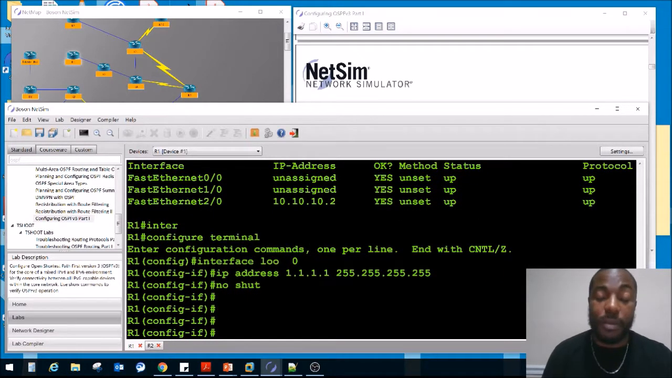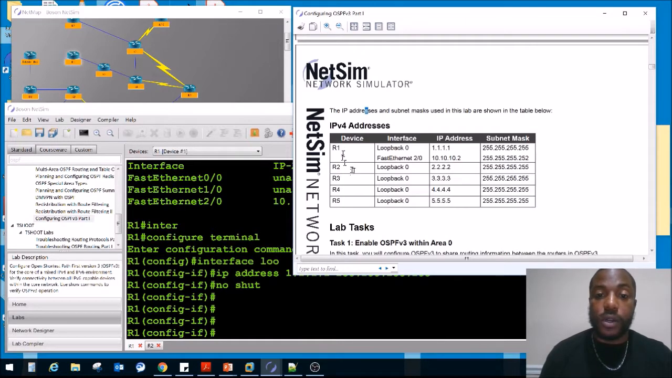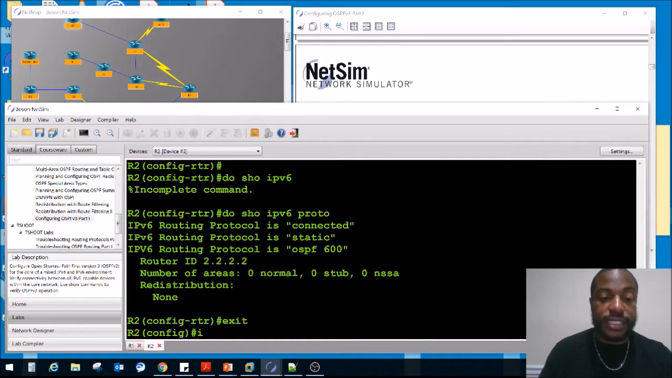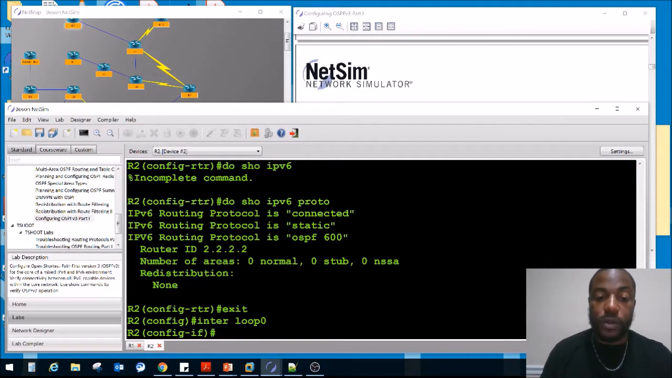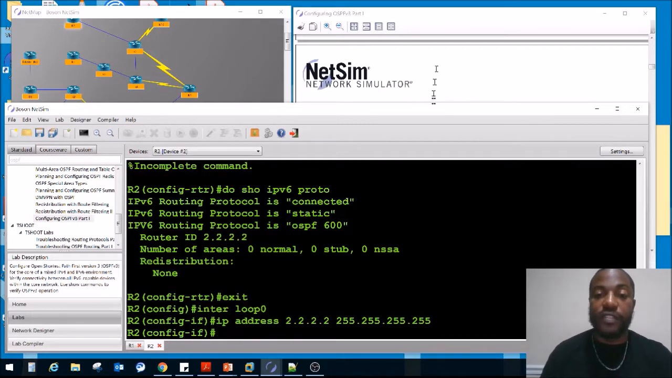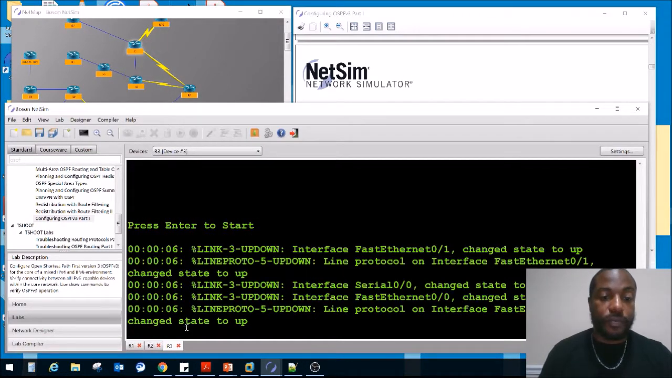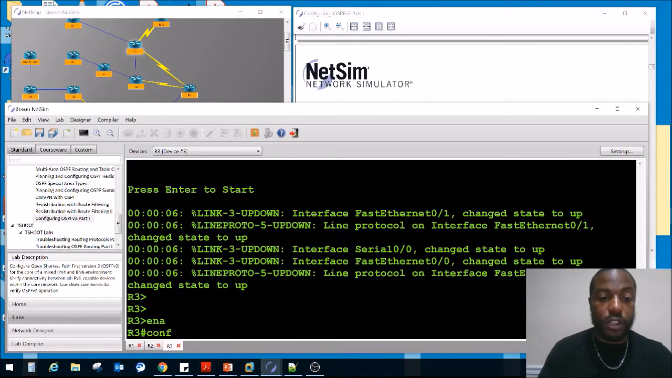Usually you would get a syslog message letting you know that the loopback is up. We're going to go to router 2 and do the same thing. Interface loopback 0. IP address is quad 2. I guess you can make the IP addresses the same as the router ID, but that's the same thing as IPv4, I believe. Let's do a no shut just in case. Router 3, same thing. Enable, global config.